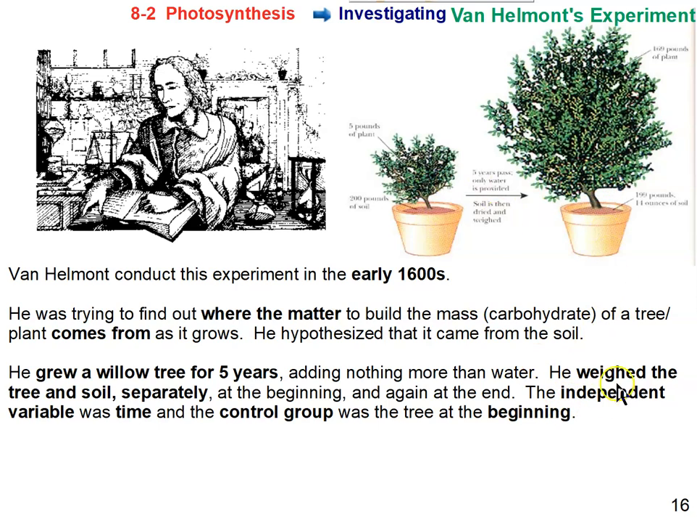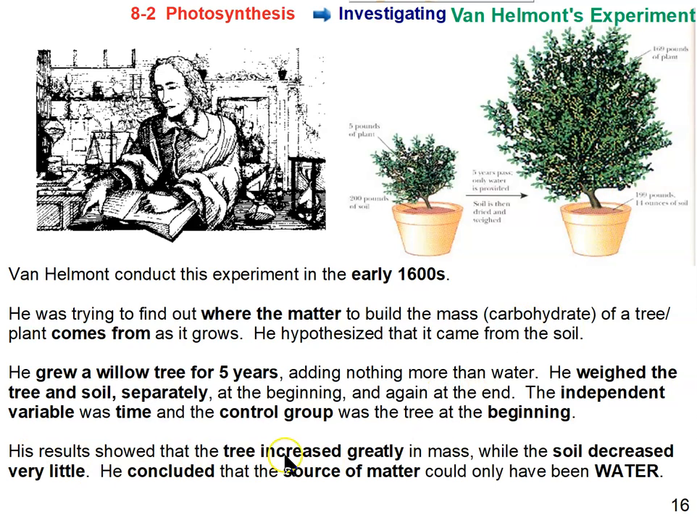And so the independent variable in this experiment is time, which is kind of the ultimate independent variable, because time's independent of everything. The control group in this case is the tree and the soil at the beginning. The experimental group would be the tree and the soil at the end of 5 years. Now remember that his hypothesis was that the matter for the growth of the tree came from the soil, right? That's why he weighed the soil. But his results showed that the tree increased greatly in mass, while the soil decreased very little. It did decrease a little bit, but not very much at all.